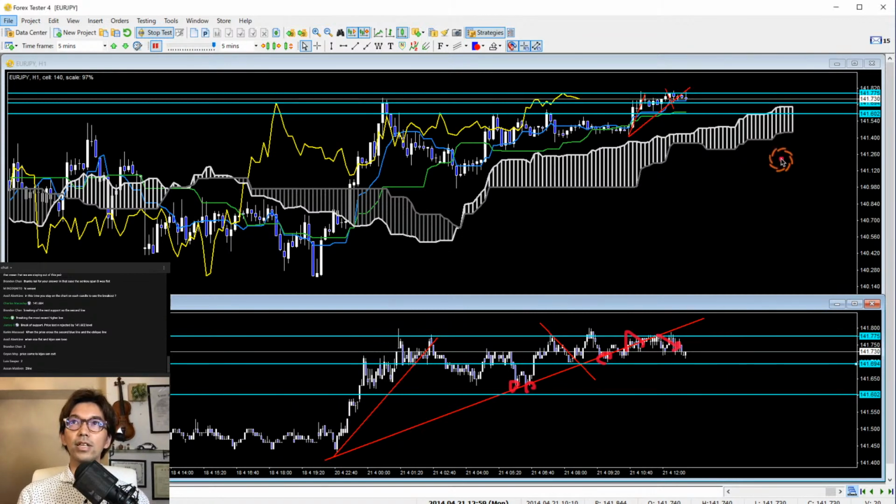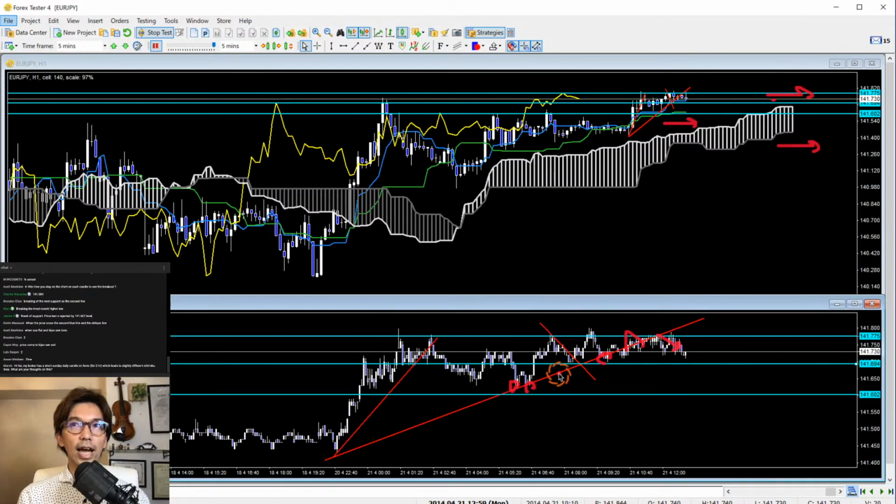Okay, so the Kijun Sen flat and Senko span A flat, Senko span B flat also, and also the price is getting away from this trend line already. So that will be another thing that I look at for the exit timing.